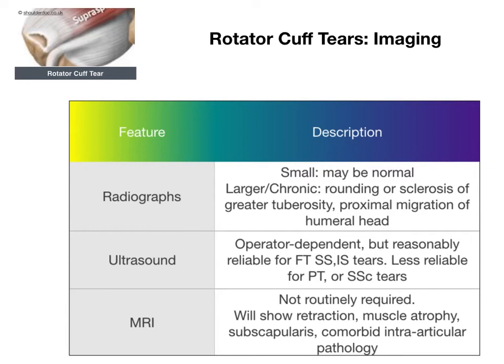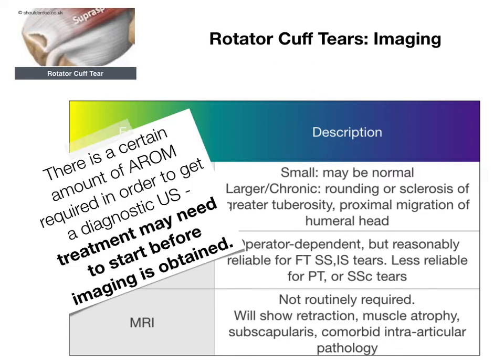Ultrasound is still a good starting investigation. Sometimes an MRI is helpful to guide surgical decision-making or to clarify equivocal ultrasounds. In order to get a good quality ultrasound, the patient has to be able to do a certain amount of active range of motion first, so you may need to initiate treatment before you have a fully explored diagnosis.